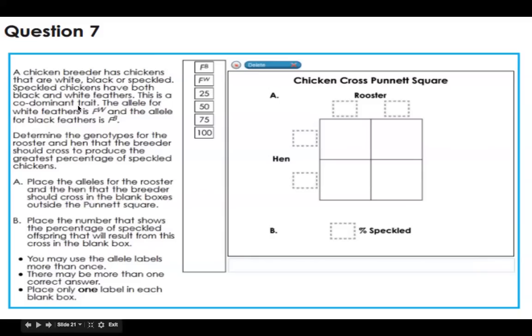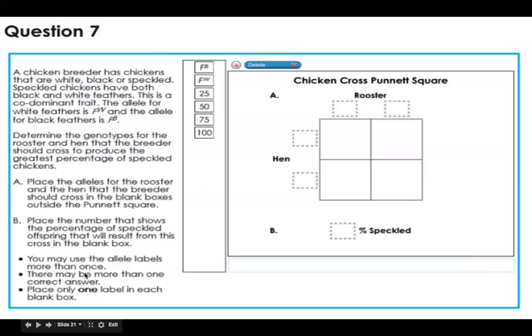Now we've done this with that gizmo that we did. The allele for white feathers is FW, and the allele for black feathers is FB. So this is like our chicken gizmo, except instead of red and white feathers, it's white and black feathers. Determine the genotypes for the rooster and hen that the breeder should cross to produce the greatest percentage of speckled chickens. And so what do we have to do?